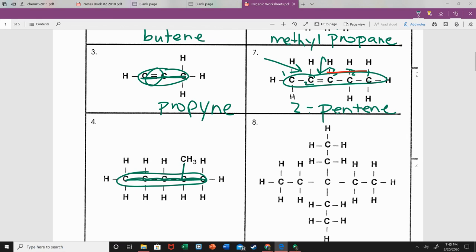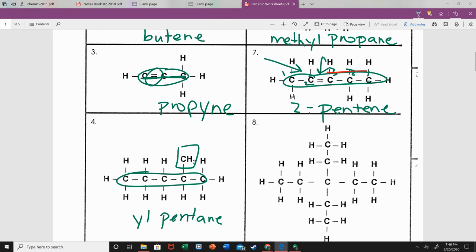So then we already agreed that the prefix for 5 is pent, according to table P. And now I'm checking for branches and any double or triple bonds. So I do have a branch, right? This is my branch right there. And so I need to give that a name. So I have single bonds, so that is ANE. And I have a branch. The branch gets a YL. We put the branch in the front.